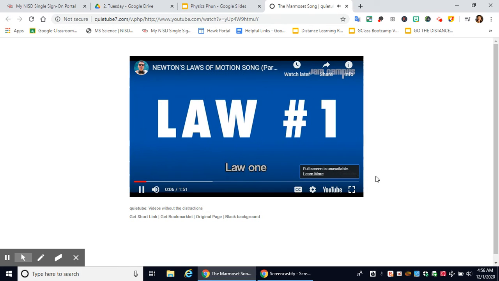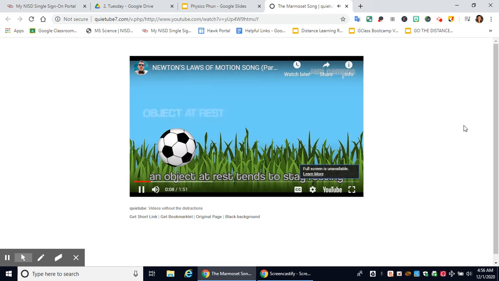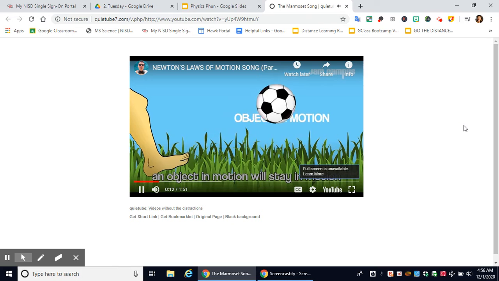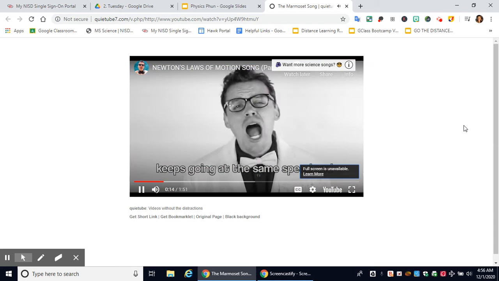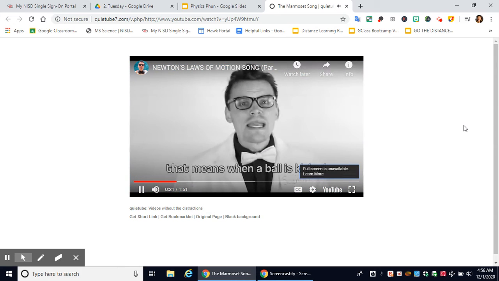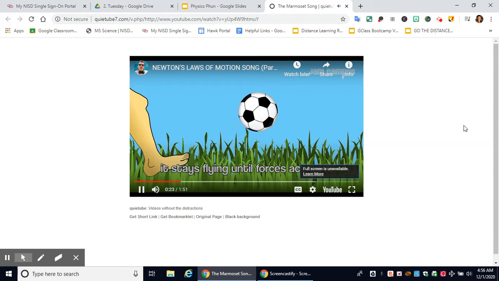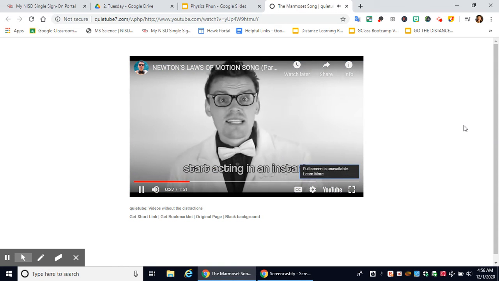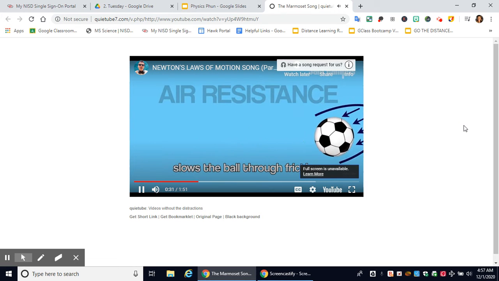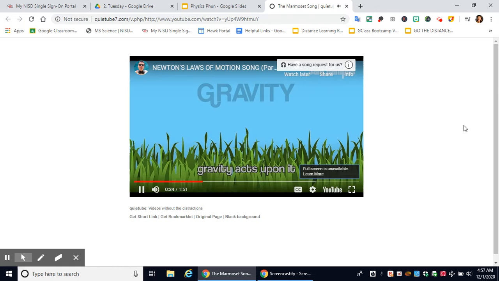Law 1, an object at rest tends to stay at rest. An object in motion will stay in motion. Keeps going at the same speed and direction. That means when a ball is kicked, forces act on it. One is air resistance, which is friction on the ball. Gravity acts upon it and it falls back to the surface.